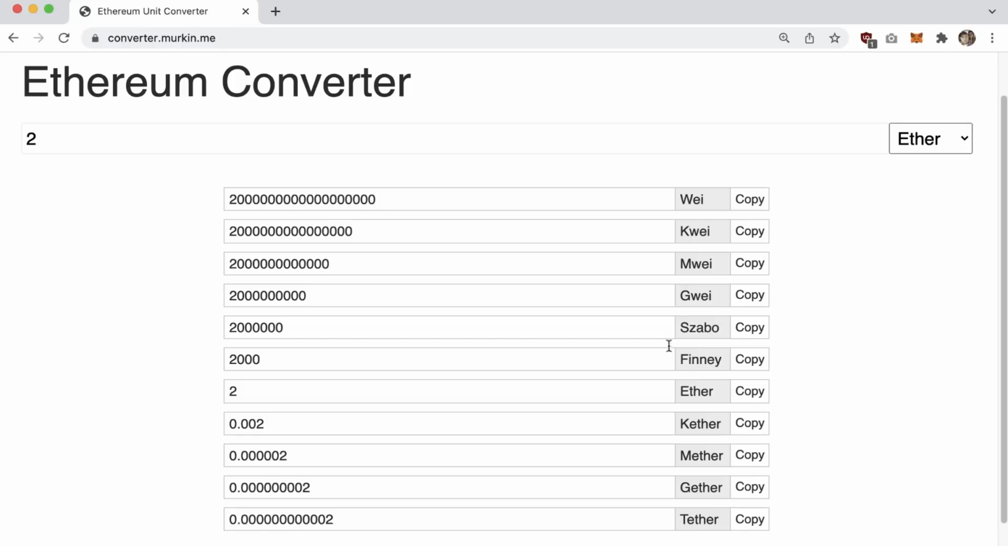Now, there are also a lot of different units in between there, but the most common ones are just Ether and Wei. To be honest, no one really uses these other units that often. Gwei is one that I see sometimes used, but really if you just know Wei and Ether, then you're going to be fine.